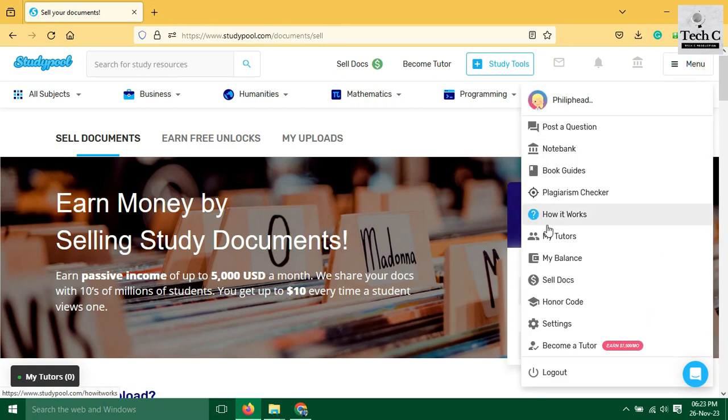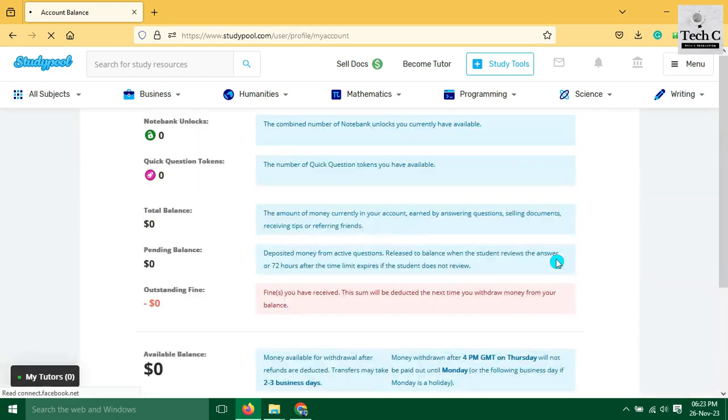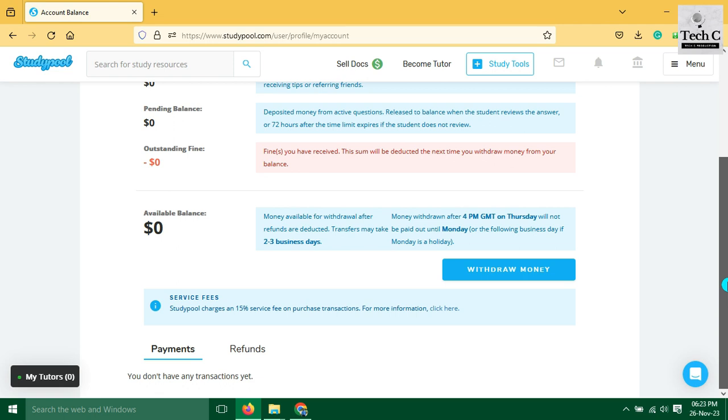How to earn money by studypool.com. If you are interested in earning money on Studypool, you can do so by becoming a tutor on the platform. Here is the general guide on how to get started.